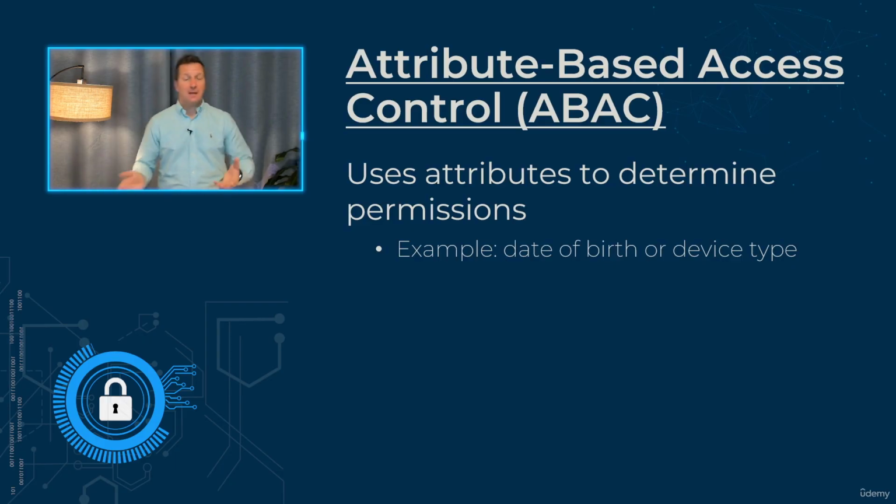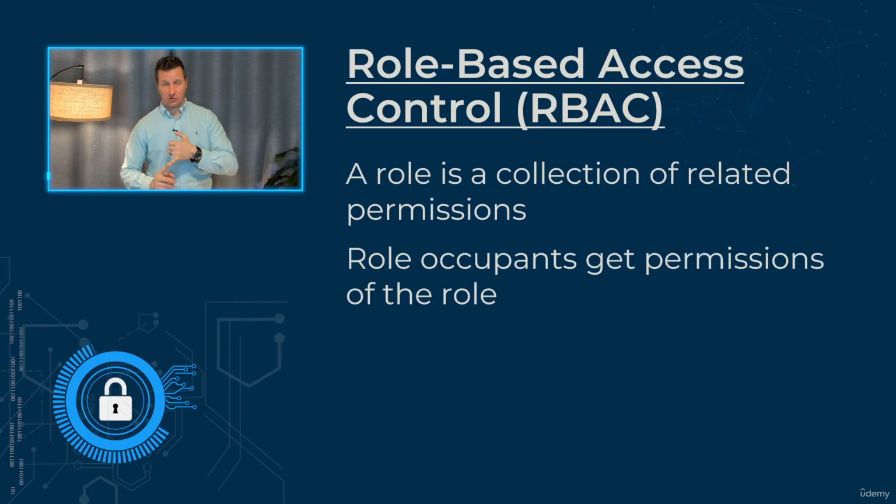For example, maybe we will look at a user's date of birth to determine if they are old enough to be applying for a driver's license. Or maybe we'll look at the device type. If it's a mobile operating system running the Apple iOS, then we will allow access to Apple-based type of apps for that set of users. That's attribute-based access control. But we've got role-based access control, otherwise called RBAC, R-B-A-C.